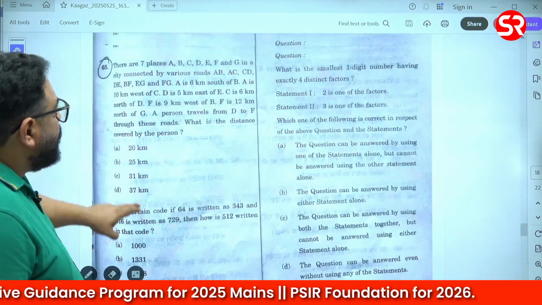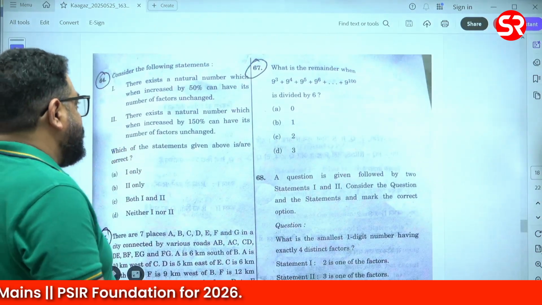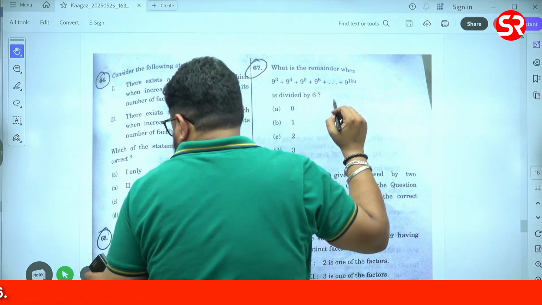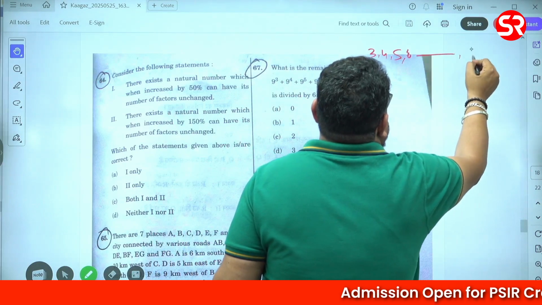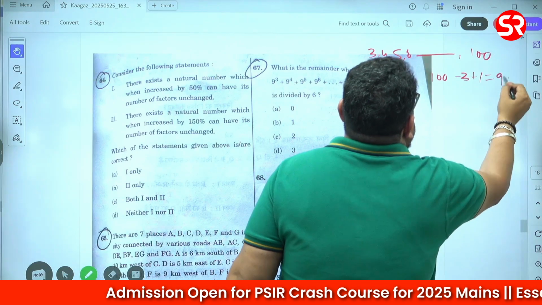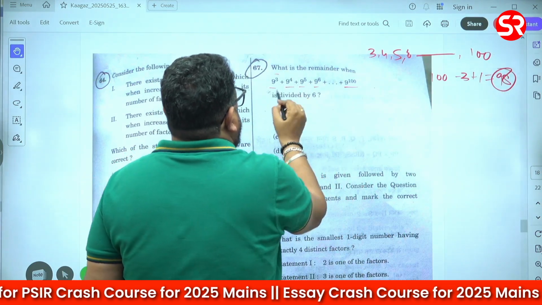चलिए नेक्स्ट देखें. हाँ, remainder when this is divided by 6, how many numbers are these? 3, 4, 5, 6 से लेके 100 तक. How many numbers are there? 100 minus 3 plus 1, these are 98 numbers. Now let's see.